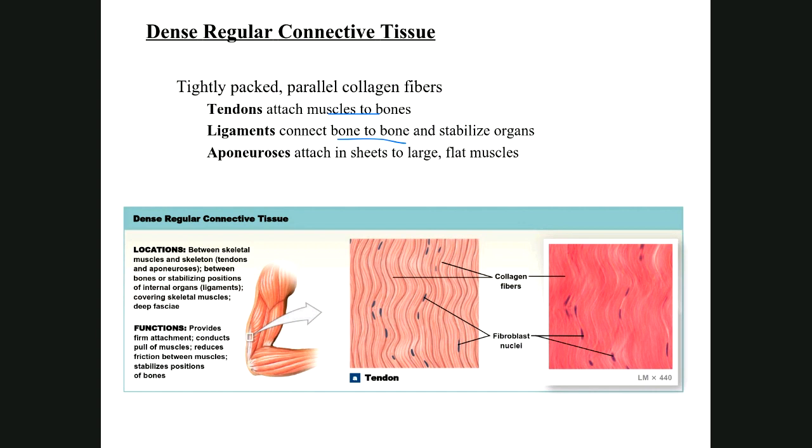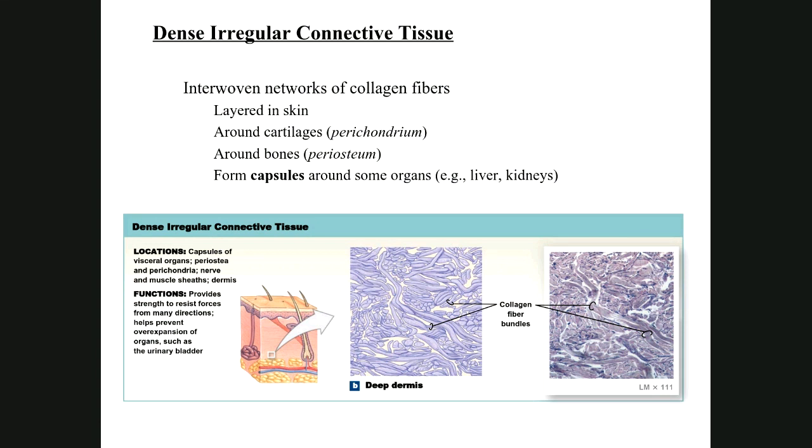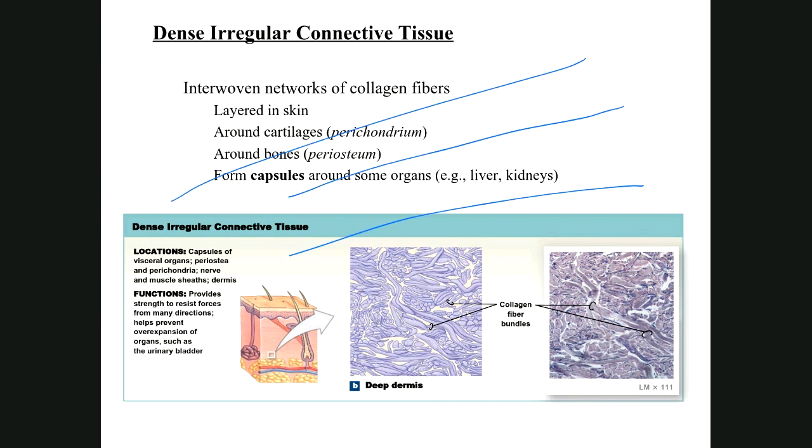Aponeurosis is what you have up here. We call it the epicranial aponeurosis. It's really an area that attaches muscle to muscle. Okay, so it's really muscle attachment. That's what aponeurosis is. Okay, dense irregular. So that's dense regular, dense irregular. Don't worry about this. You can see them next time. They're usually surrounding the bones. So we call that periosteum.